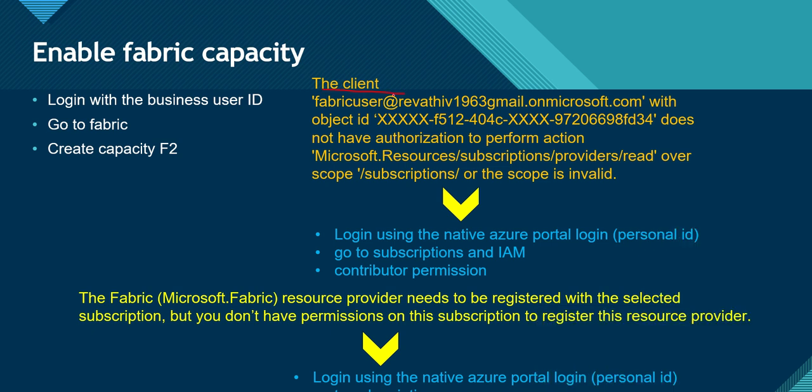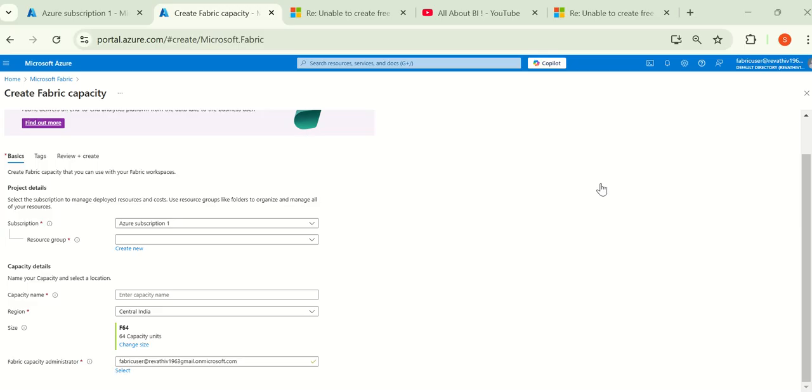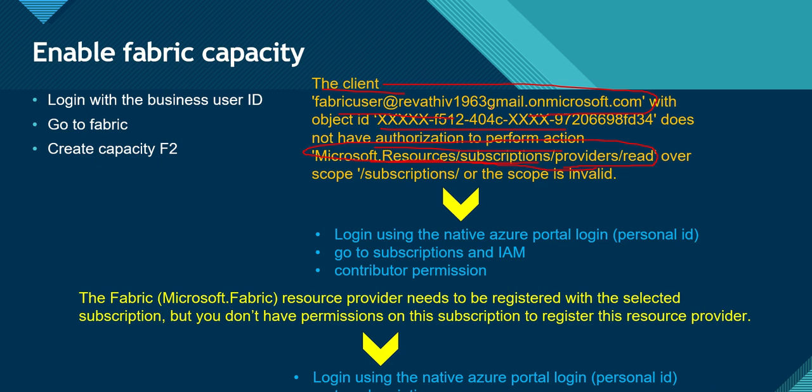Okay, so the client Fabric user at some email.com with object ID does not have authorization to perform Microsoft.resources/subscriptions/providers/read. This particular permission or role is not granted to the new user that we are using to enable Fabric capacity. This means that the current user with which we have logged in doesn't have read access to read the subscription details. So this particular error is thrown.